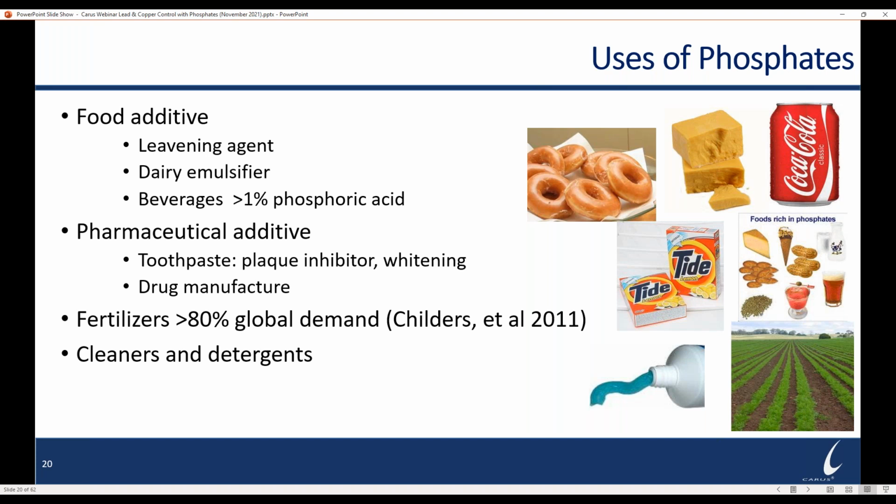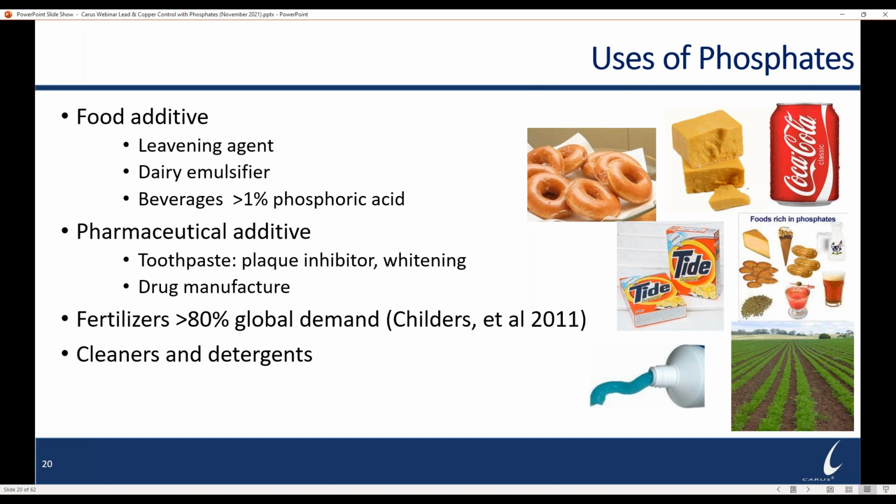Those typically contain phosphoric acid as one of the top 3 ingredients on the list. Levels might be somewhere between 1,000 and 10,000 parts per million in a can of Coke, whereas we typically feed 1 to 3 milligrams per liter, or parts per million, in drinking water, so much lower dosage. Phosphates are also in toothpaste as plaque inhibitors and whitening agents. So if you turn over your toothpaste tube, you'll see a lot of different phosphate compounds listed. They're also used in some drug manufacture.